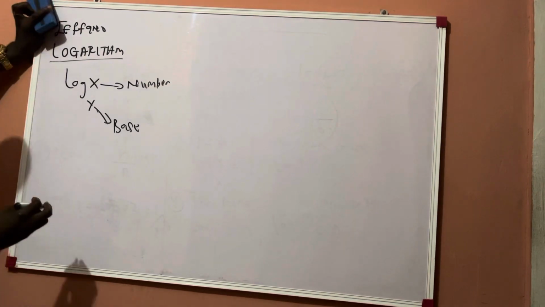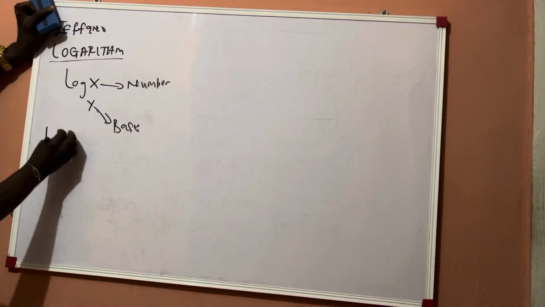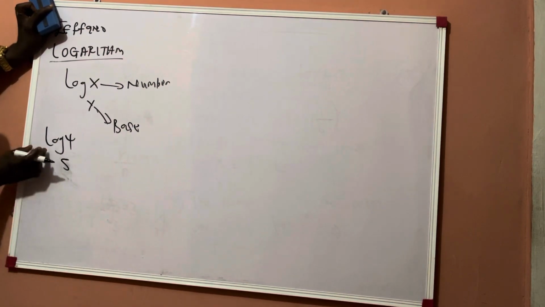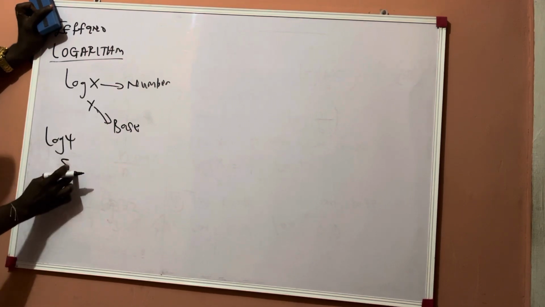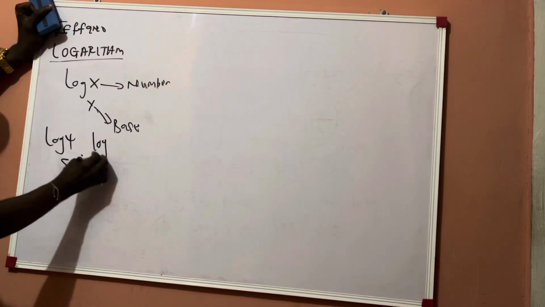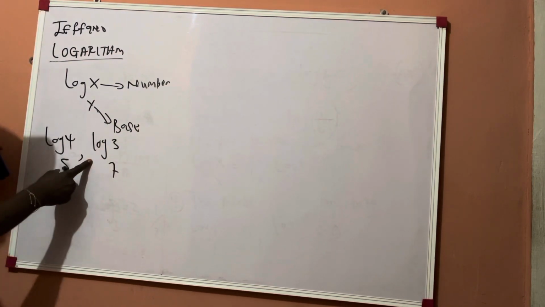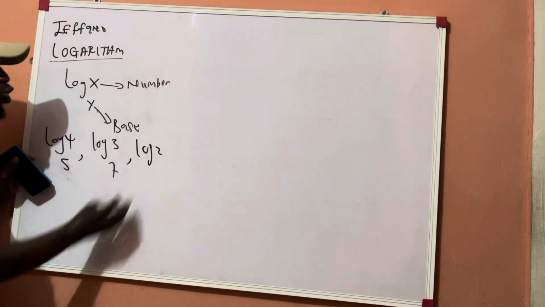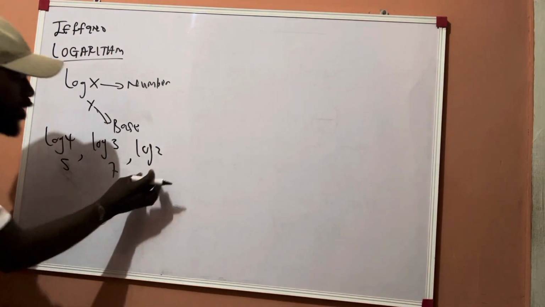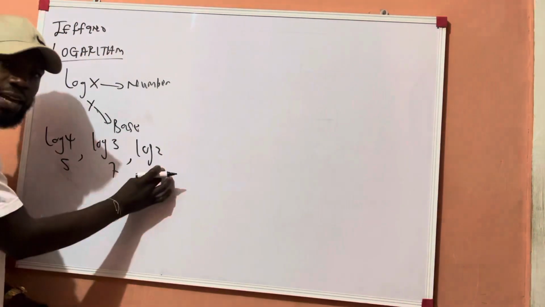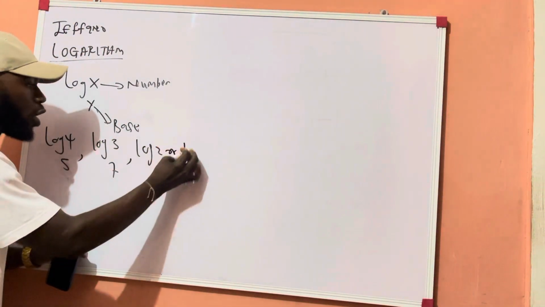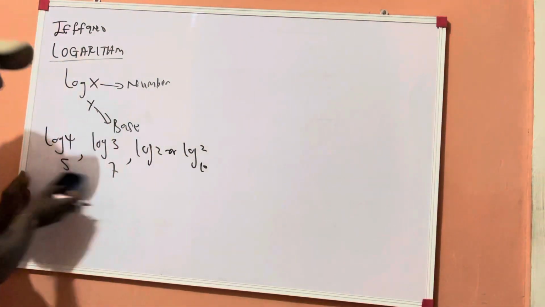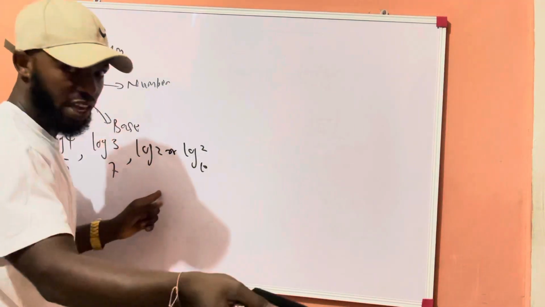So when I have something like log 4 base 5, what does that mean? This is pronounced log 4 base 5. Or when I have log 3 base 7, this is pronounced log 3 base 7. And then, what if I have log 2 without a base? When there is no base, what base is there? Base 10. So this also means log 2 base 10. When there is no base, the base is 10.